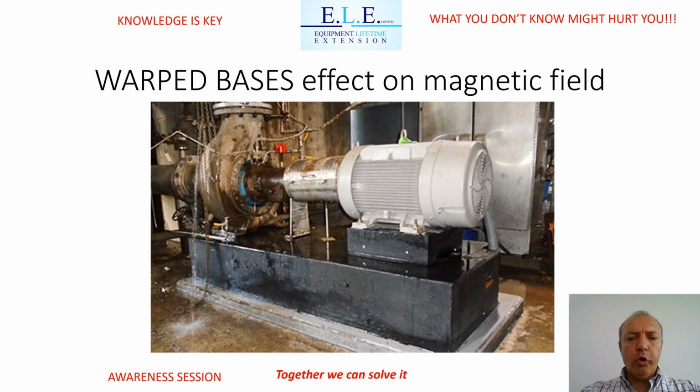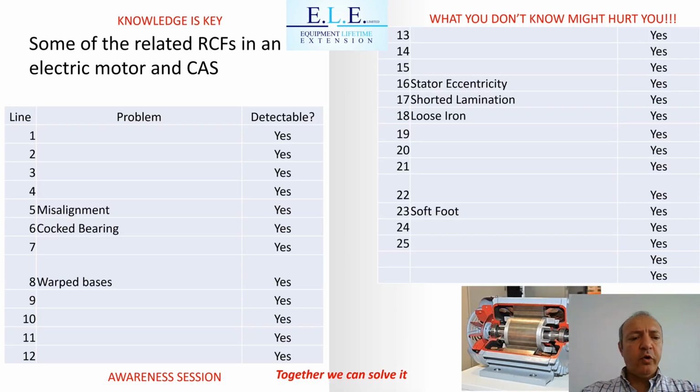Finally, a warped base can lead to rocking motion of the electric motor, causing the magnetic field to pulsate. These four mechanical problems can be diagnosed during operation using vibration analysis, avoiding production stoppage.